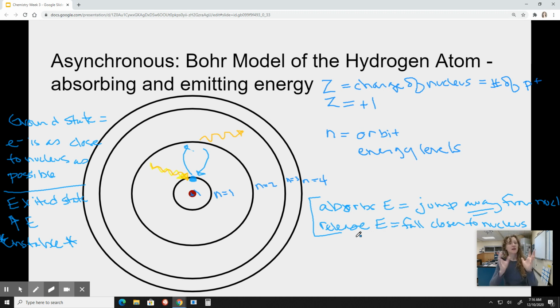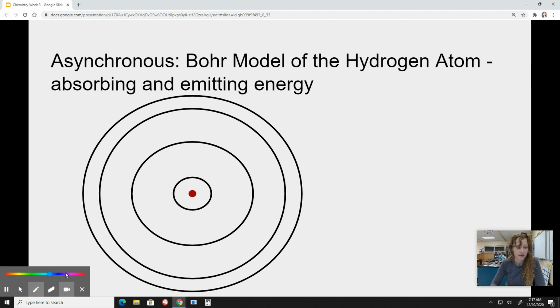Okay, so this is a good summary of the motion of the electron. As the electron absorbs energy, it moves farther away from the nucleus. As the electron releases that energy, it's going to fall back down closer to the nucleus. That's a really good summary of the electron's movement. I do have a couple points here to make to show you. So I'm going to erase what's on the board and kind of move on here.